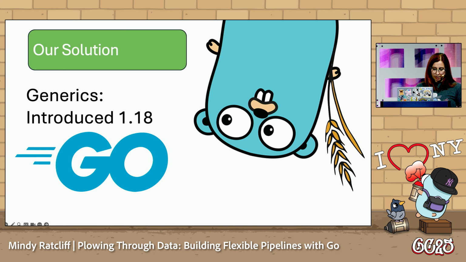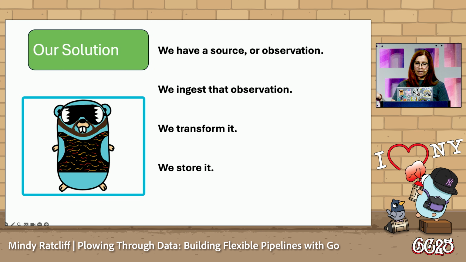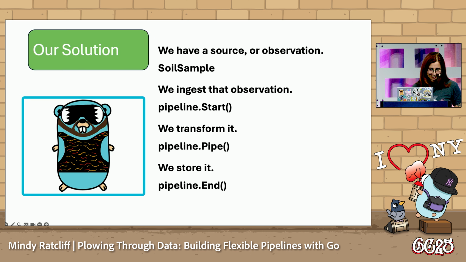Now let's see how this might look. Going back to our problem, we have a source, we ingest it, we transform it, we store it, right? And yes, that is a gopher that I designed to look like Macho Man Randy Savage because he's our team mascot, okay? I'm quite proud of it. I'm an artist. All right. So, in our new model, we have the pipeline generics there to handle the operations. Well, we still have our source, the soil sample from before. Let's look closer.